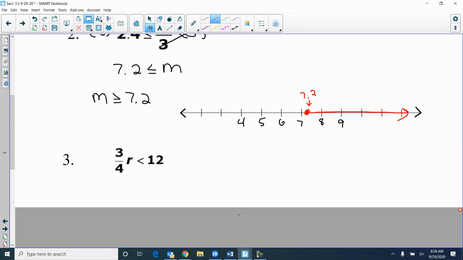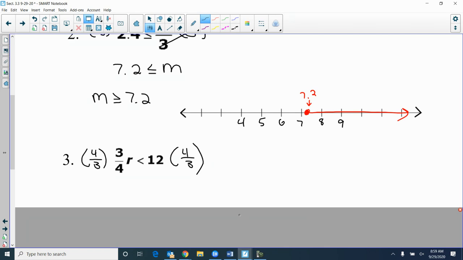Ooh, don't forget about these. Don't forget about 3/4 r is less than 12. Remember what you multiply by, Zachary. You multiply both sides by 4 over 3. By 4 over 3. Good. Okay, yes, 4 over 3. Rachel, let me know what you get.